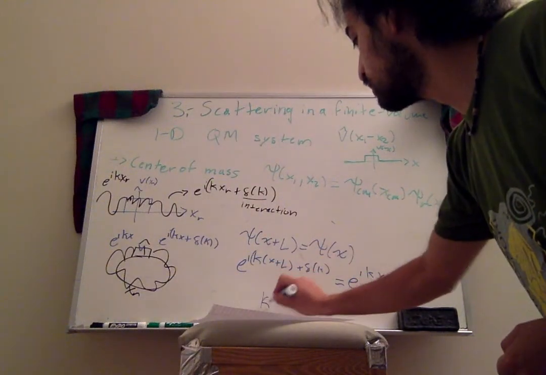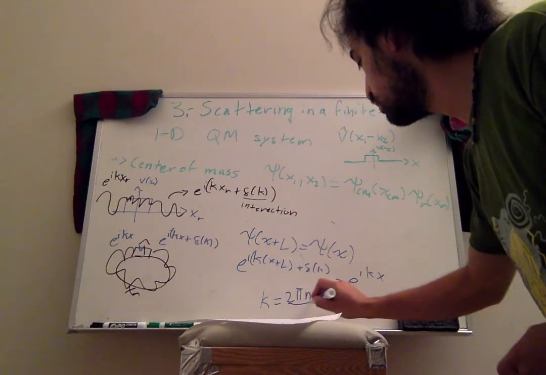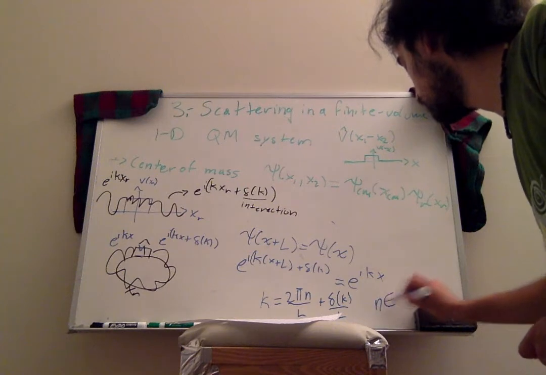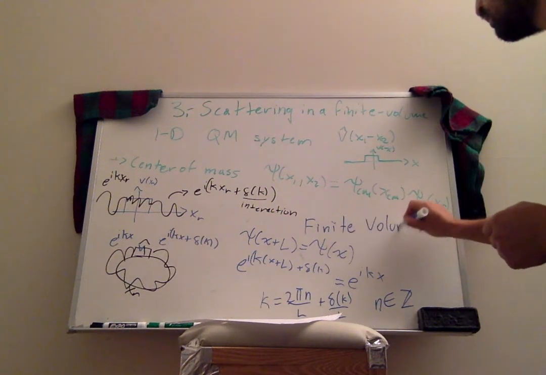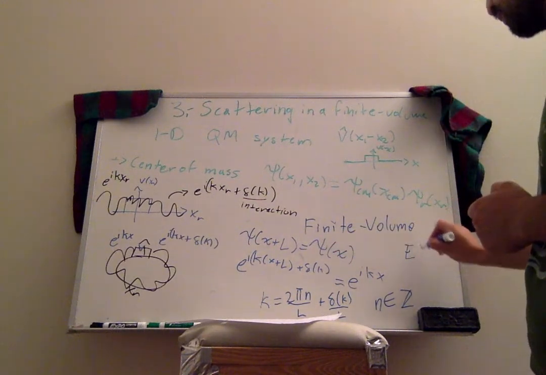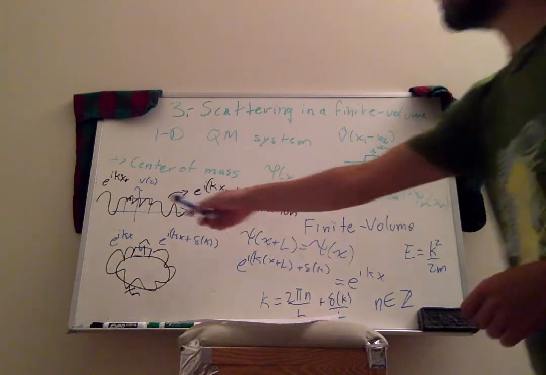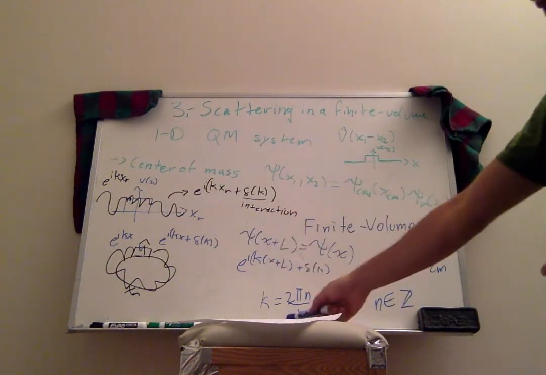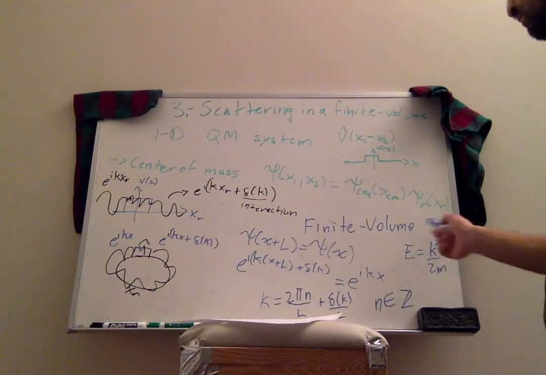Therefore, you can show that this is the same as requiring that k has to go as 2 pi n over L plus delta over L, where n are integers. So this is the finite volume. K is of course related to the energy, k squared over 2m. In infinite volume, k could have any value. This is just a parameter of the total energy, and your total initial energy could be whatever you want. However, when you're in a finite volume, you get quantized, and k can only take certain values that solve this equation, where this is the phase shift and this is the energy.